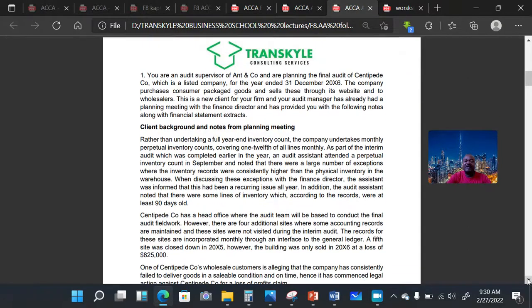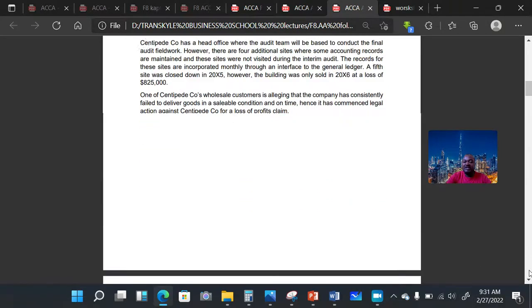Let us just read the first paragraph and then go straight away to the question. You're an audit supervisor of Audit Co and are planning the final audit of Centipede Co, which is a listed company, for the year ended 31 December 2026. The company purchases consumer packaged goods and sells these through its website and to wholesalers. This is a new client for your firm, and your audit manager has already had a planning meeting with the finance director and has provided you with the following notes along with financial statement extracts. That's the first paragraph. Let us go straight to the question.